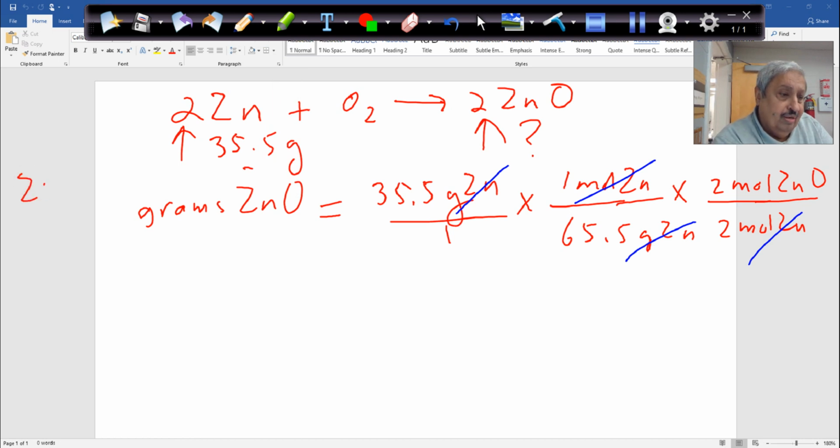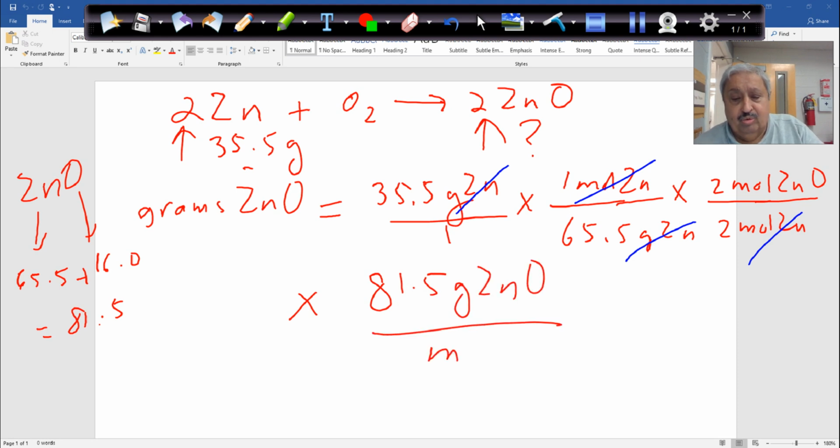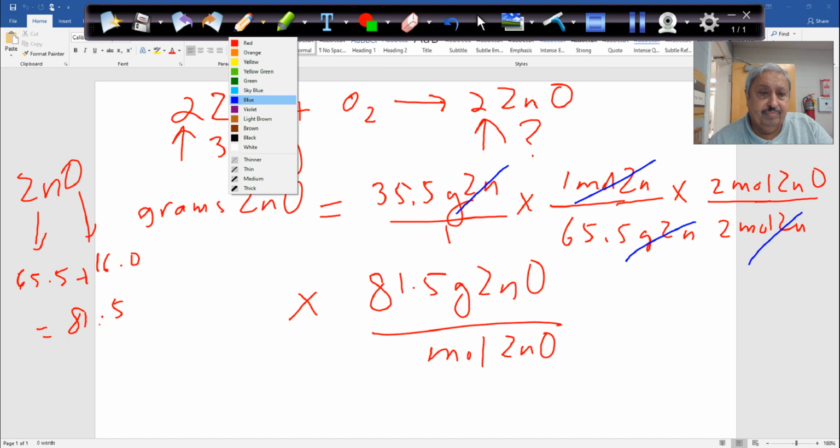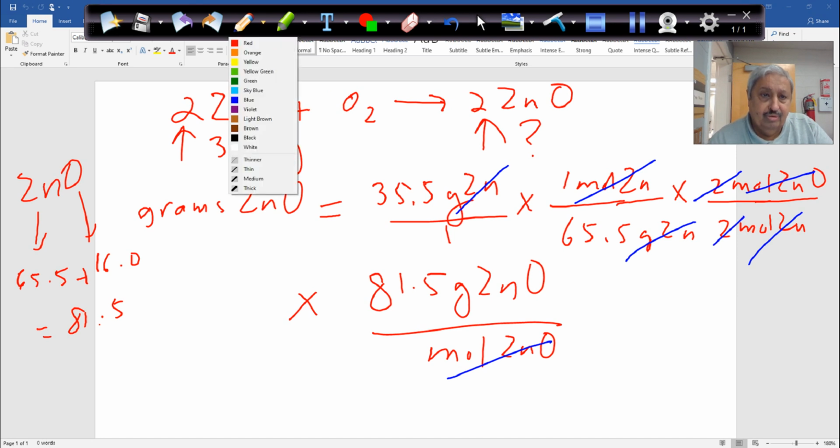So here it is, zinc oxide. Zinc is 65.5, and oxygen is 16. So this one here will be 81.5, multiplied by 81.5 grams of zinc oxide per mole of zinc oxide. Again, we are dealing with unit cancellation: moles of zinc with moles of zinc, and the 2 with the 2 cancels out.